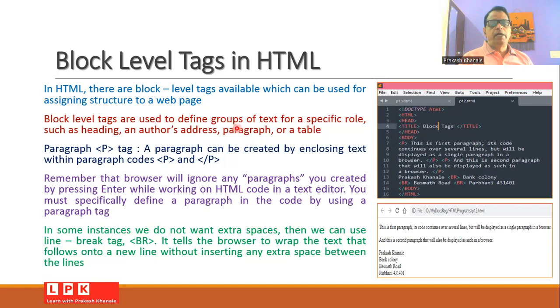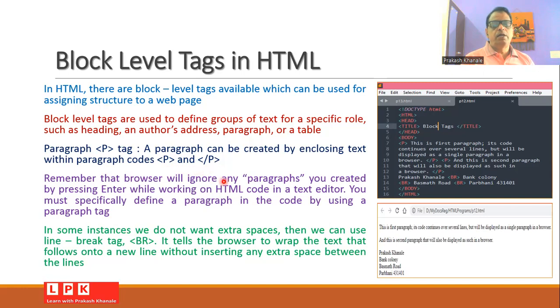They are used to group the text for a specific role, such as some text can be a heading, some text can be the author address, some text can be the author name, some text can be a paragraph, or even there can be a table. Whenever we want to create a paragraph, it can be created by enclosing the text in the p tag. This is the starting p tag, and this is the end p tag. Whenever you have several lines of code, and you want them enclosed in a paragraph, then you can make use of this tag.